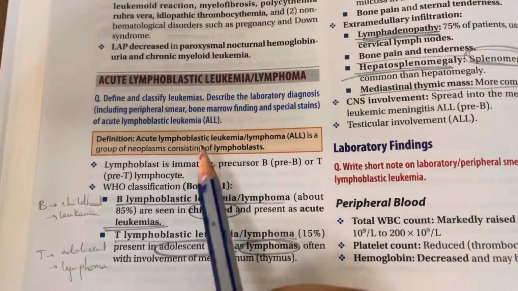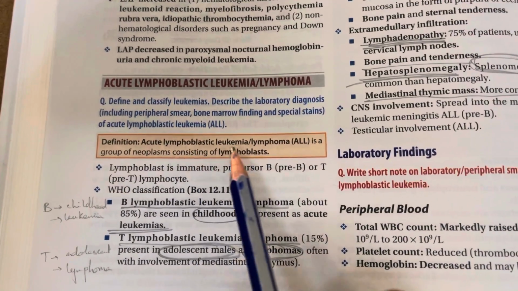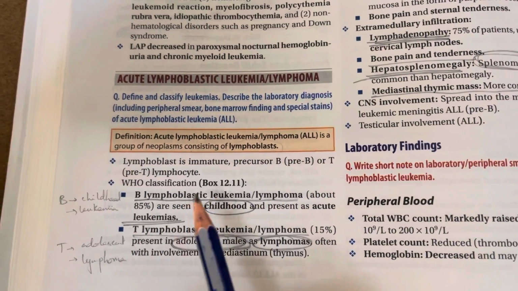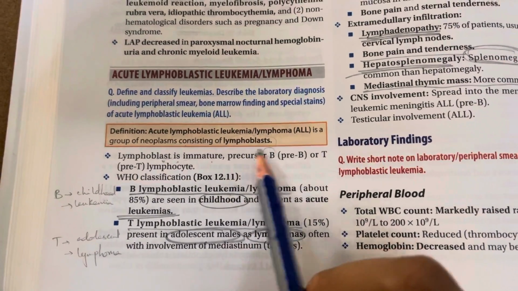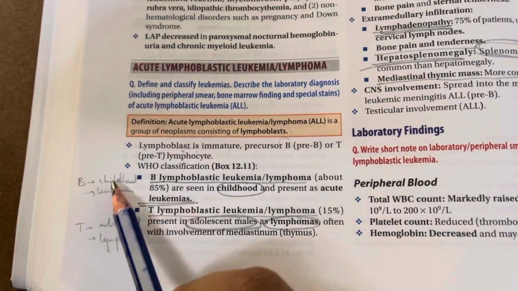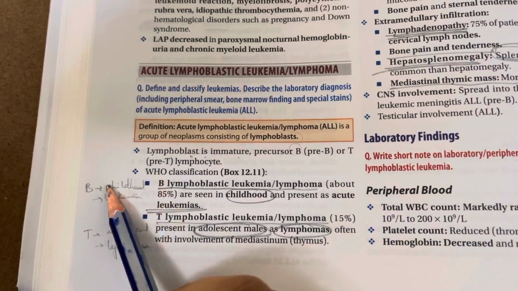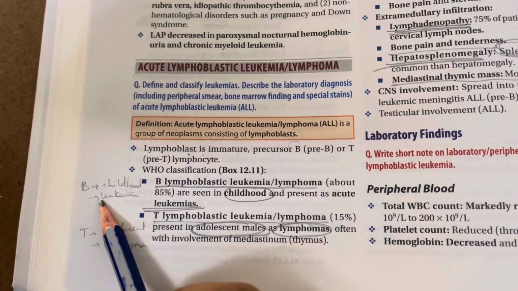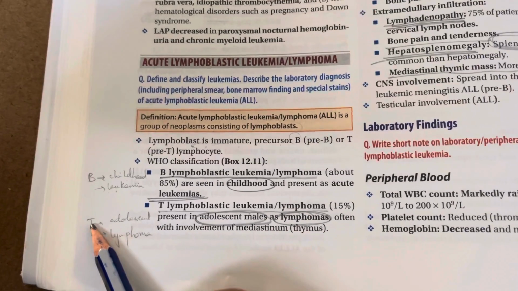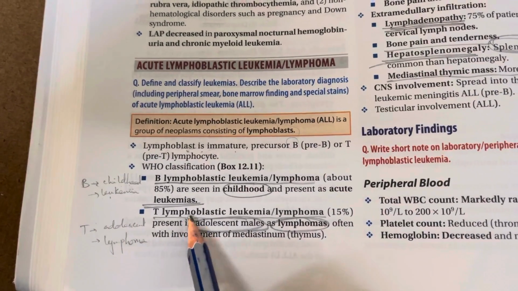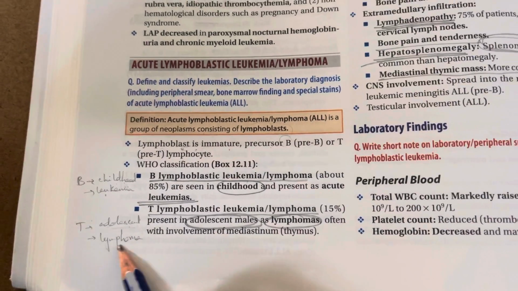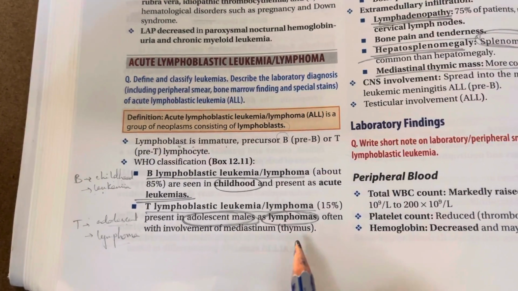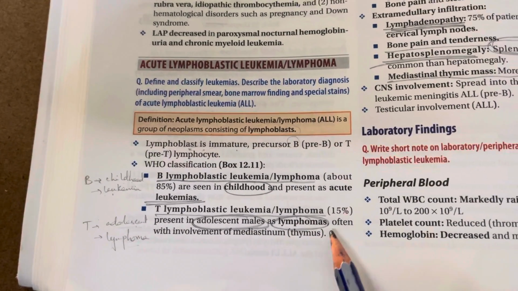So ALL is basically defined as a group of neoplasms containing lymphoblasts. A lymphoblast is an immature blast cell, an immature precursor B cell or precursor T lymphocyte. If precursor B cells are present, it usually occurs in childhood and presents as a leukemia. But if precursor T cells are present, that is T lymphoblastic leukemia or lymphoma, it usually occurs in adolescent males and presents as a lymphoma. Usually the thymus is involved. That is why in the symptoms you can see a mediastinal thymic mass.